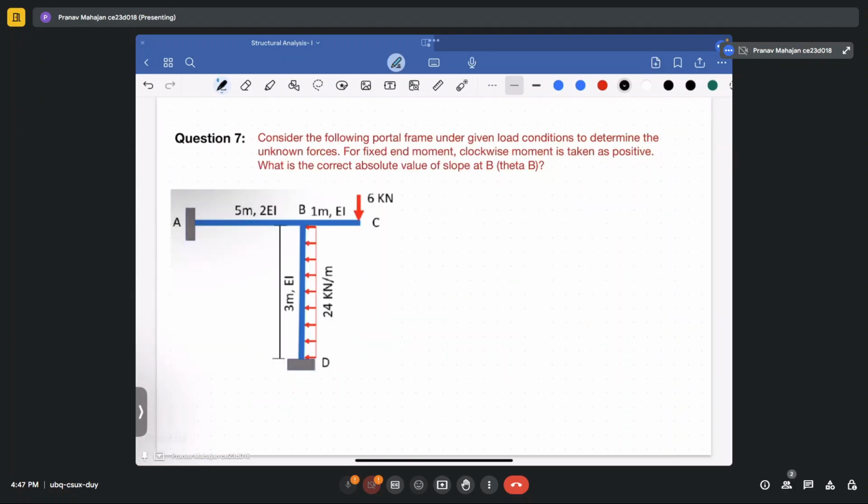So we have the next question available with us. In this, we are given a portal frame and we are required to calculate the unknown forces. So consider the portal frame under the given load to determine the unknown forces. For fixed end moment, clockwise moment is taken as positive, and what will be the correct absolute value of slope at B? That means you are required to calculate theta B.